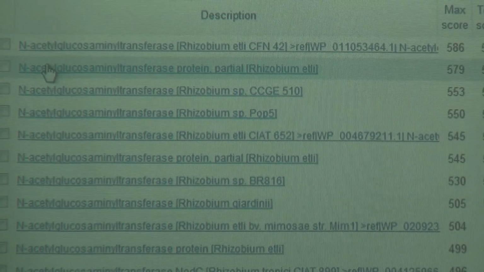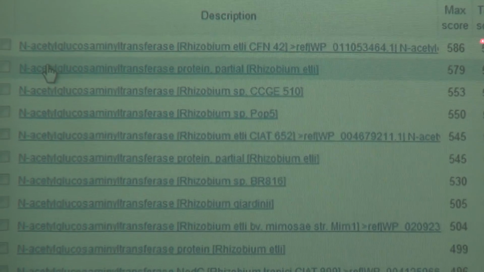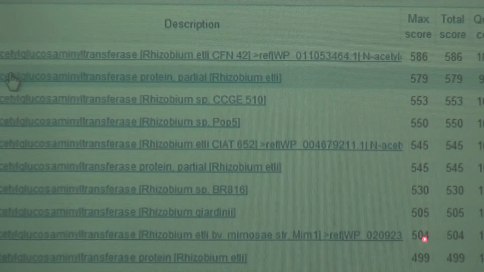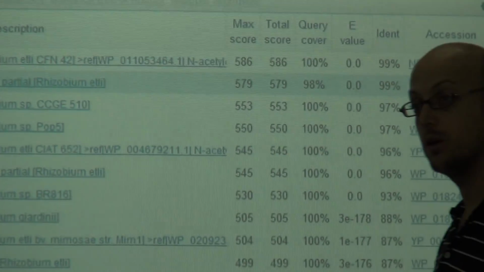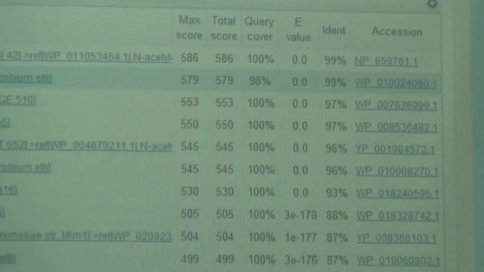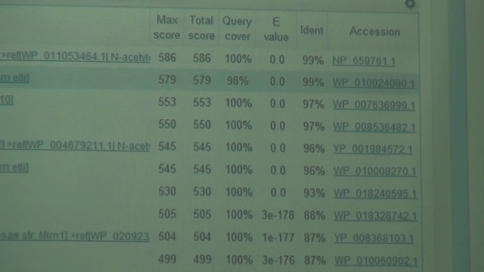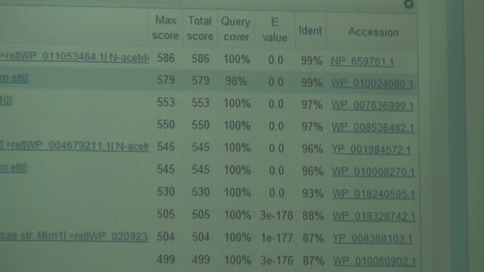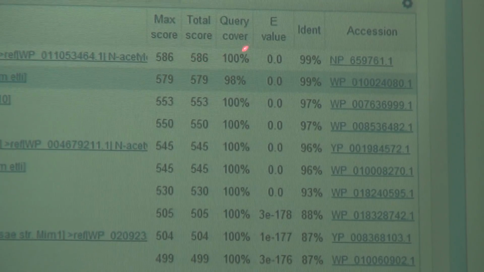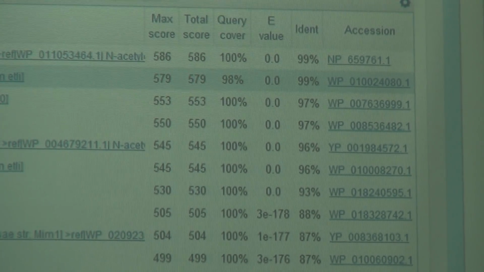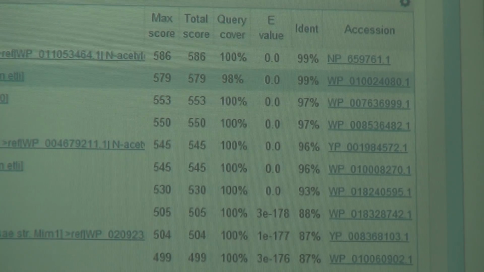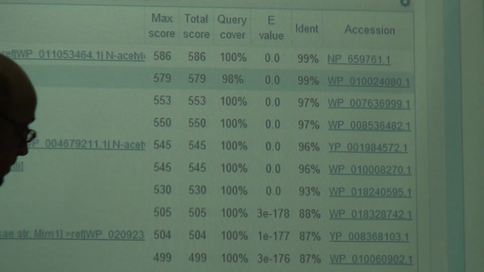Now, what do these numbers mean? Very briefly, the score is how much the query and the hit are similar. So higher score means more similar, more matches, fewer mismatches.